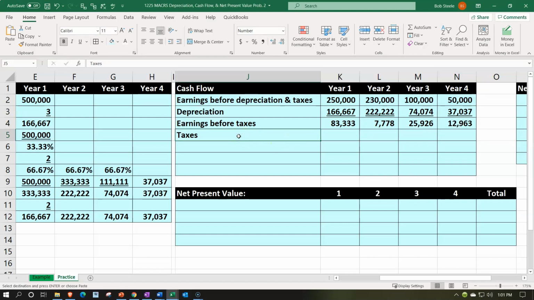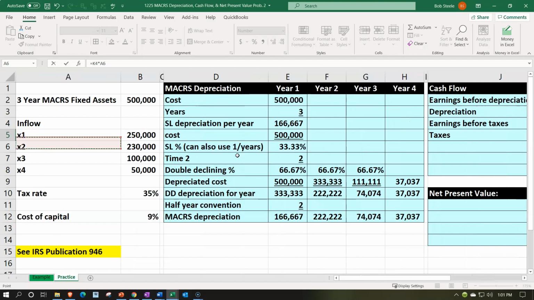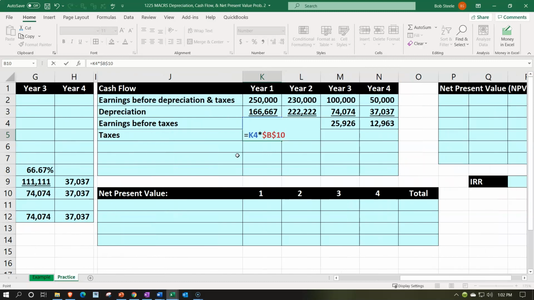We shall. Tax effect. Tax effect is going to be that 83,333 times the tax rate, which is 35%, for crying out loud. That's a lot. Calm it down with taxes. And I'm going to make that an absolute reference by putting a dollar sign before the B and the 10, so that when I copy it across, because that's outside the table, I don't want it to move.